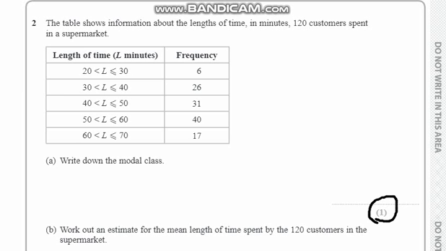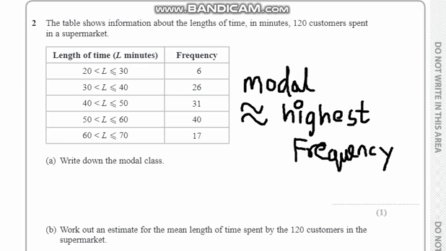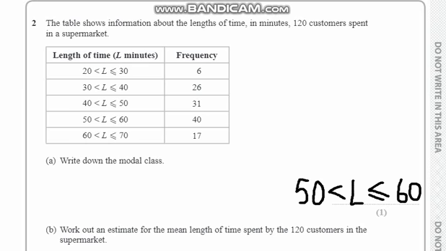The easy trick to find the modal class from the frequency table is to look at the highest frequency. The highest frequency here is this one, the 41. So the modal class can be figured out by the highest frequency. Our answer will be 50 < L ≤ 60, where L is the length of time in minutes. So that's our first answer.